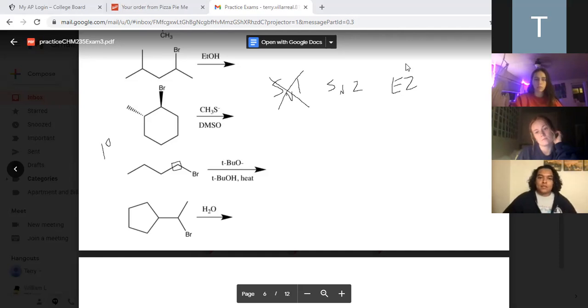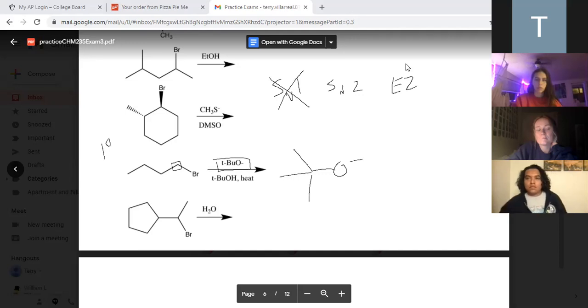So now, is this a base or a nucleophile? A base. It is a very strong base. Tert butoxide, right, is this. It is an oxygen attached to a tert butyl group. It is very bulky. It is very large. It can only ever be a base.